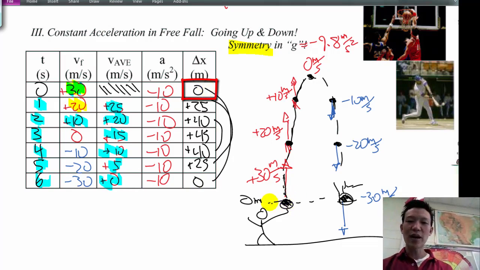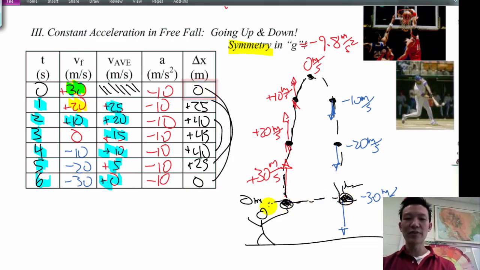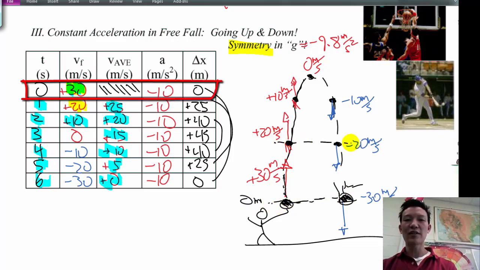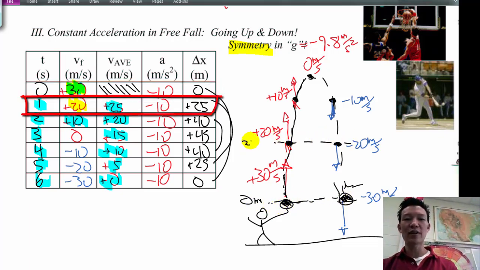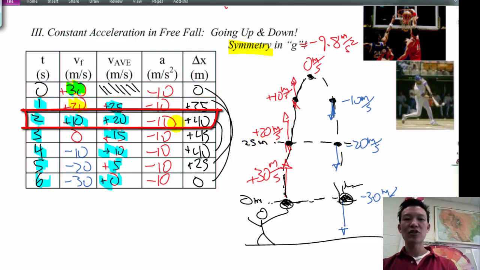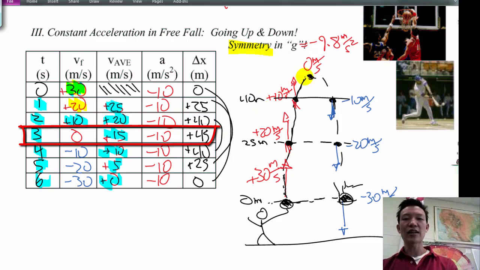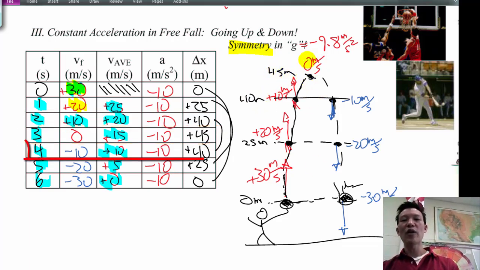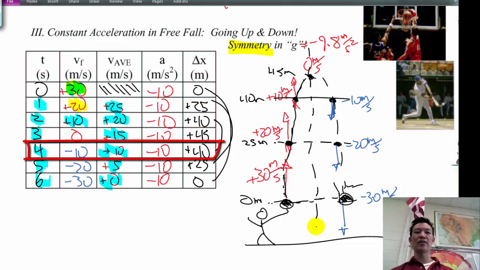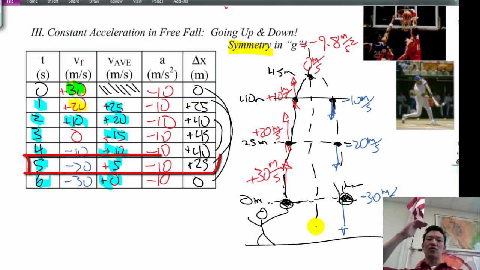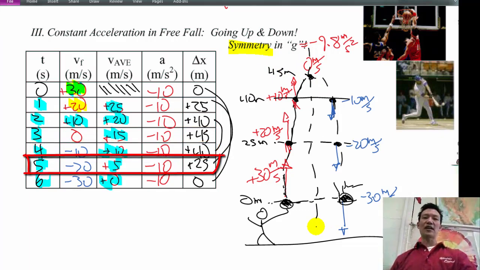Notice there's a pattern here. This is what we call symmetry here. At time equals 0, the ball is at 0 meters. After 1 second, it flies in the air to 25 meters. After 2 seconds, it flies to 40 meters. After 3 seconds, it flies to 45 meters. That's at the peak. And then on the way down, we hit the distances again. We hit 40 meters, 25 meters, and then finally after 6 seconds, we're back where we started.